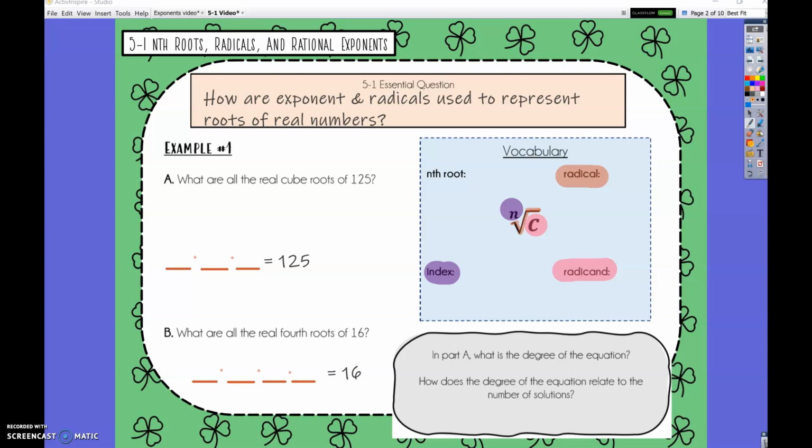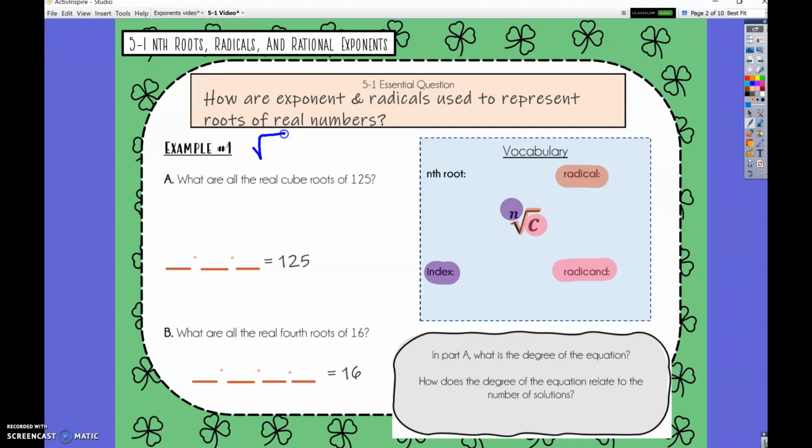In Lesson 5.1, we're going to be looking at the exponents and how they're related to a radical. A fractional exponent actually is related to a radical. So it says, what are the real cube roots of 125? Most of us are familiar with square roots.